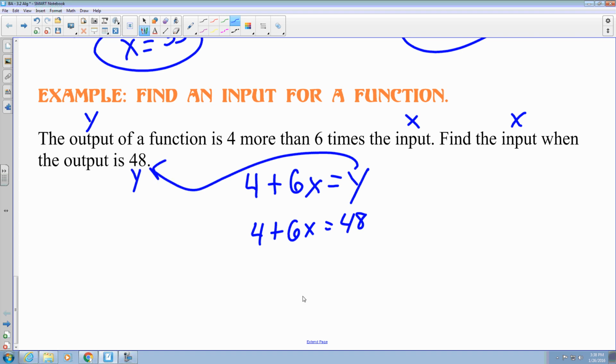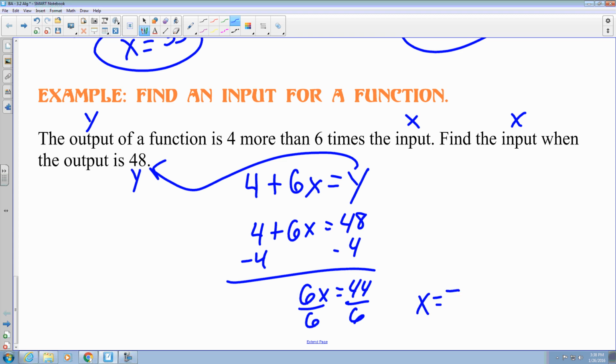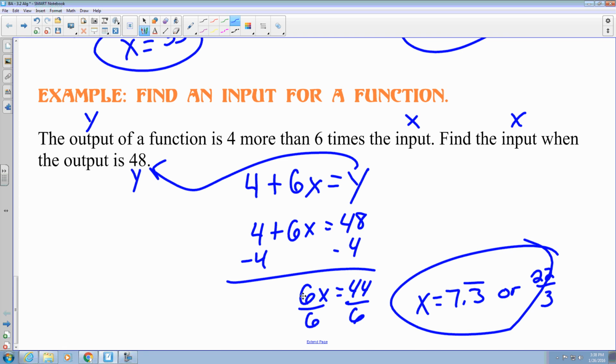From here, we're going to solve for x, so we're going to subtract 4 from both sides here. I get 6x equals 44. Final step, we divide everything by 6. 44 divided by 6 gives me x is going to equal either 7.3 repeating, or if you wanted to write it as a fraction, you could say it was 22 over 3. Okay?